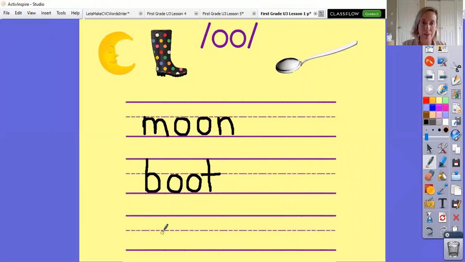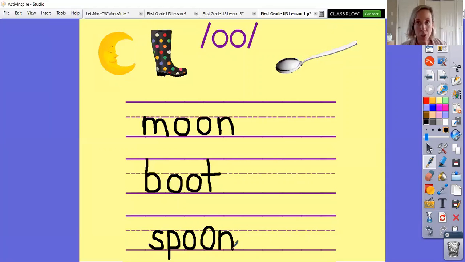S. We know that's our S. Sp. What's the next sound you hear? Sp. P. Good. P. Sp. Oo. And then there's our N sound, spoon, okay? So those are our 2 different sounds for the double O, oo and oo, all right?